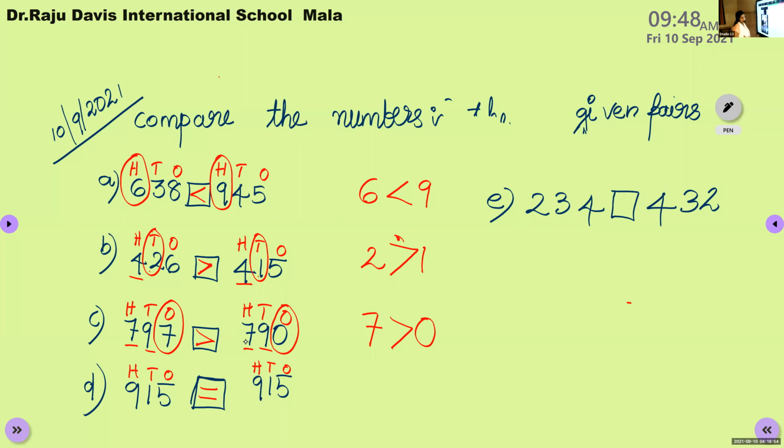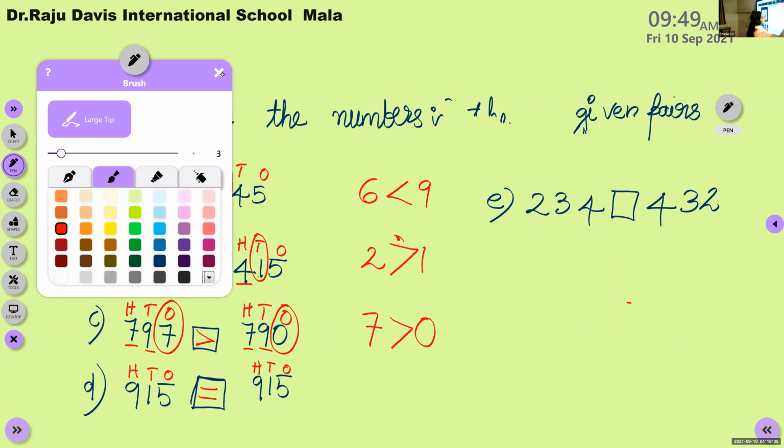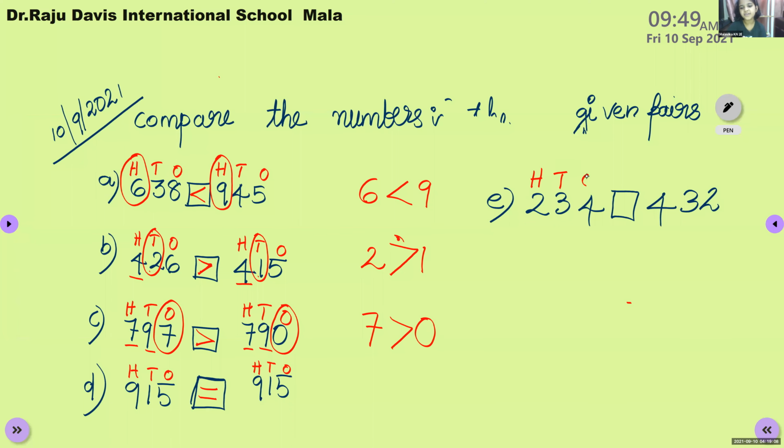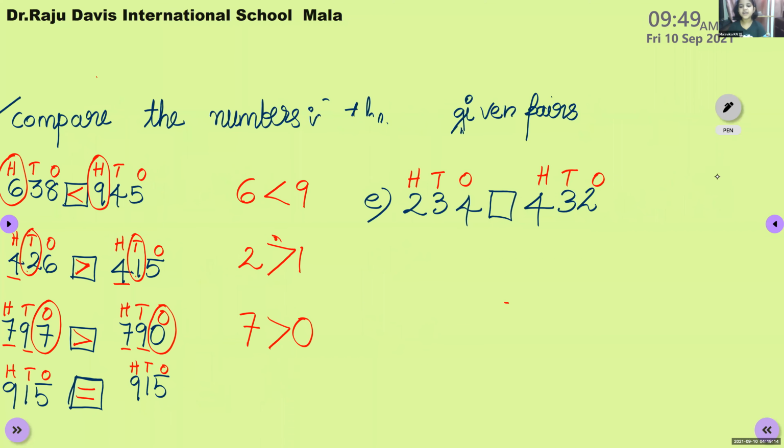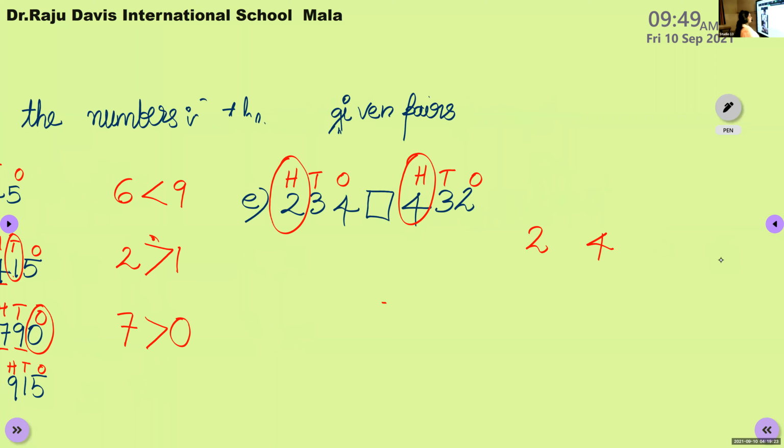Yes, Malavika. Both the numbers are 3-digit numbers, so we have to compare the hundreds. Then, what will we get? Hundreds. How many hundreds are there for the first number? 200. And for the second number? 400. So is 2 less than 4 or greater than 4? Less than 4. 2 is less than 4. Which symbol do we have to put for less than? First one or second one? First one. Yes.